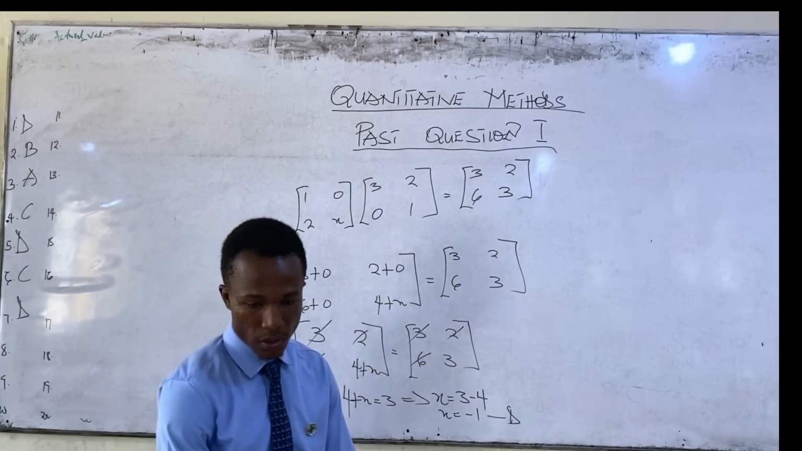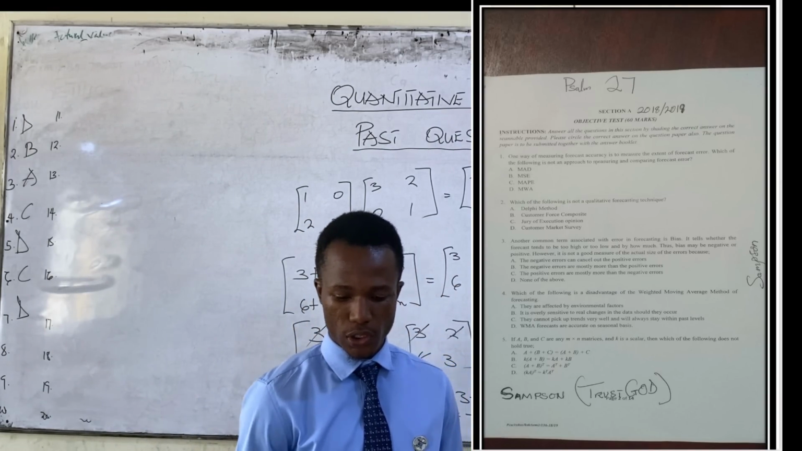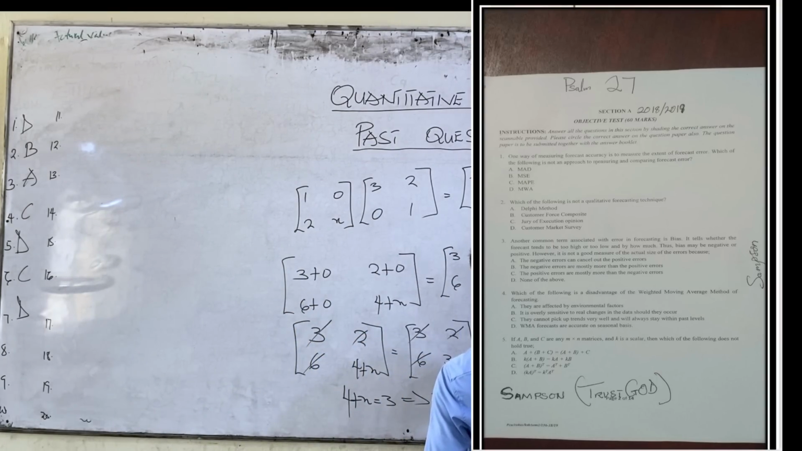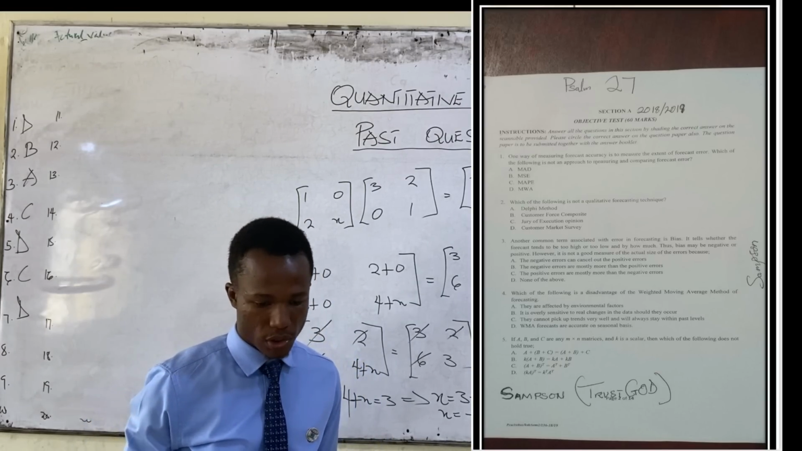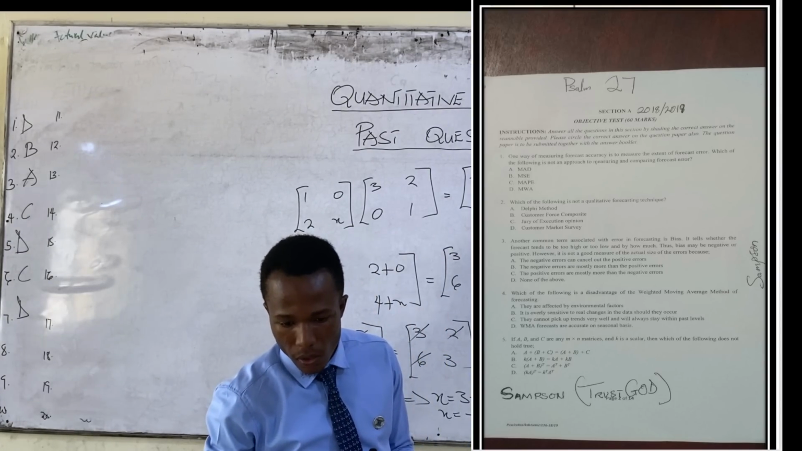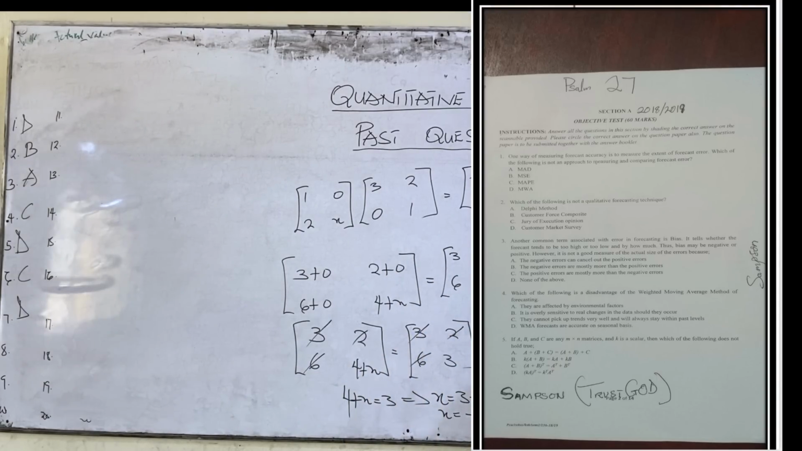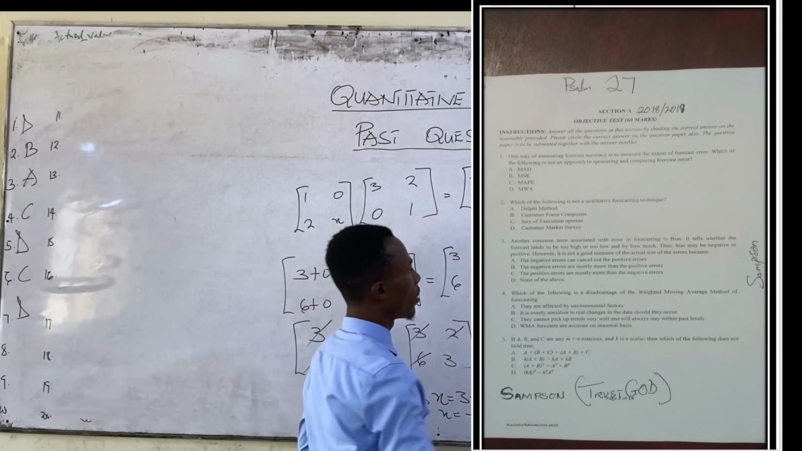Option D. Now let's move on to question 8. It says, given that A equals 4, 1, 2, 3. So there's the matrix, okay? Then we have B equals 1, negative 2, negative 1, 4, okay? So this is what we have. Then find 2a plus 3b.